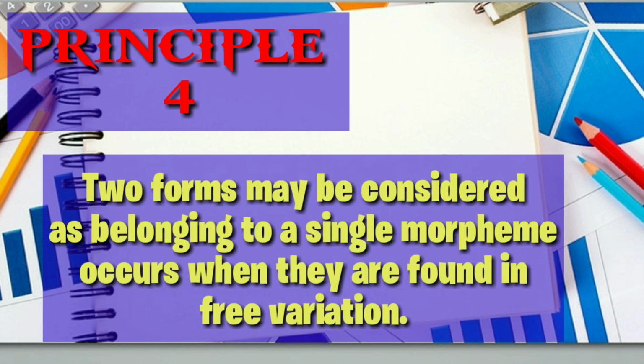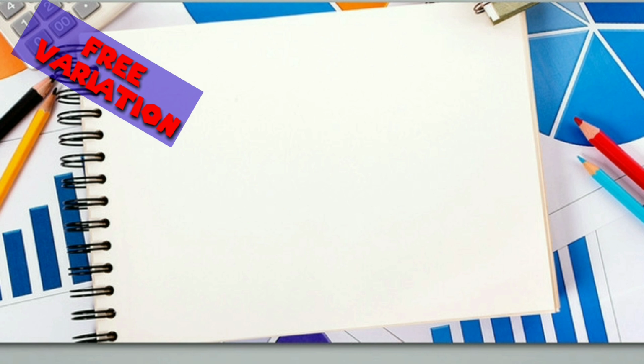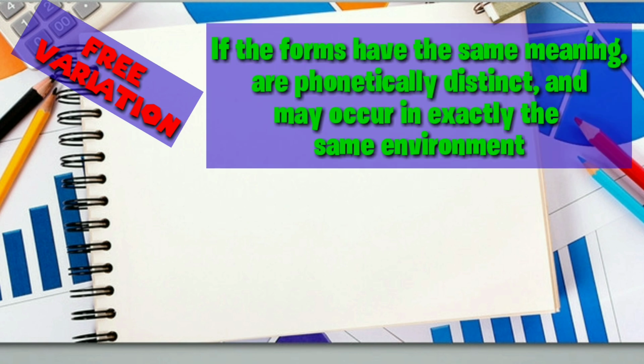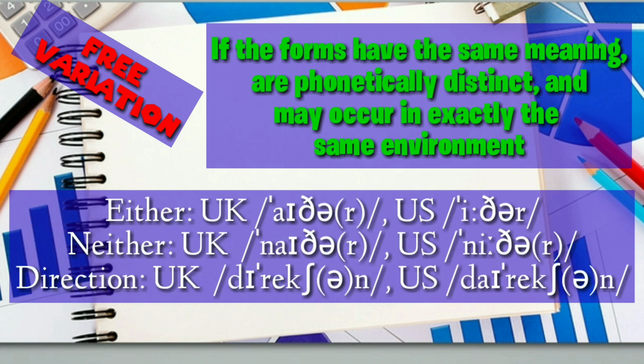Principle 4. Two forms may be considered as belonging to a single morpheme when they are found in free variation. Free variation: if the forms have the same meaning, are phonetically distinct, and may occur in exactly the same environment. In this part, the difference is only about accent. For example, we can pronounce the first word either UK style or US style: either, also neither, and then direction or direct.